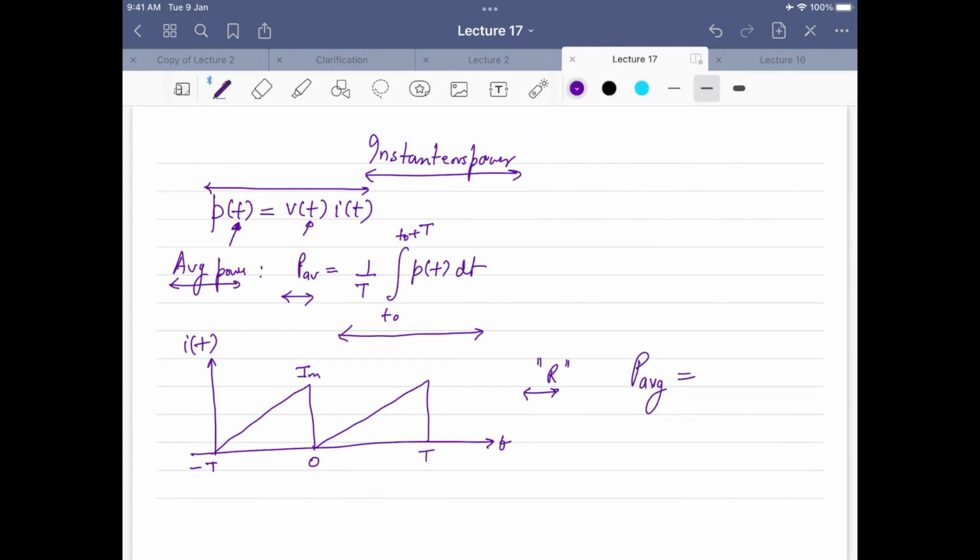Sir, what does the x-axis represent? The x-axis is time. I'm giving you 2-3 minutes to evaluate this integral. It's very simple. Try to evaluate it and give me the answer for average power.